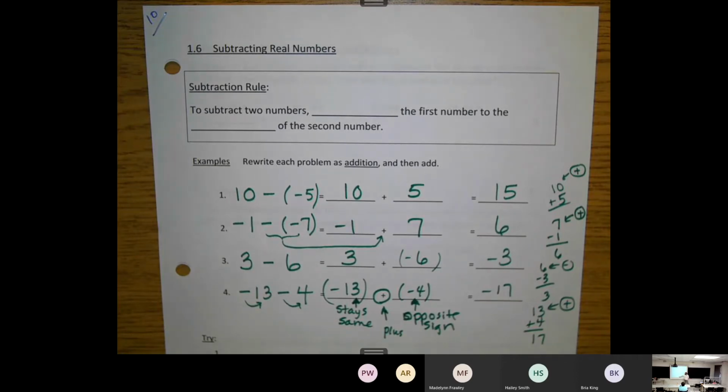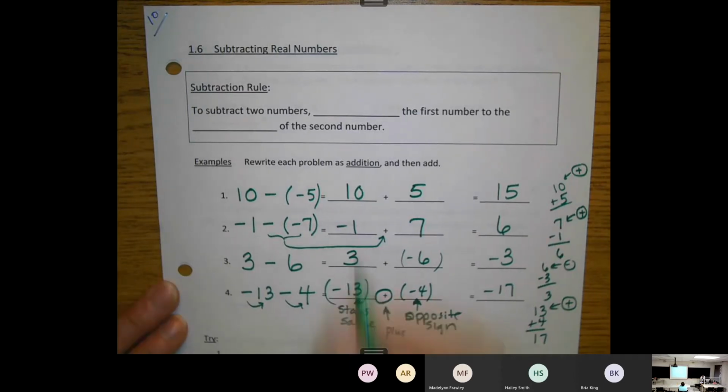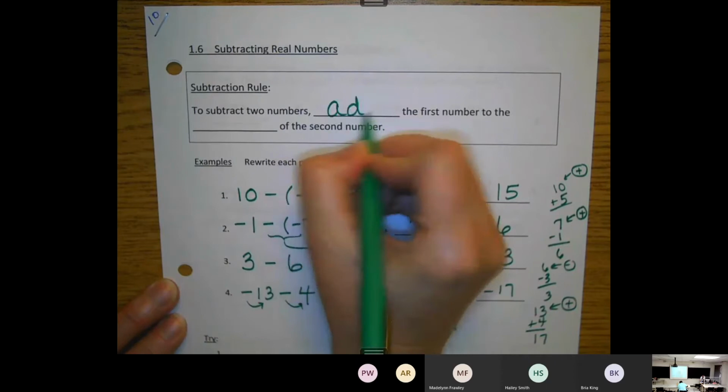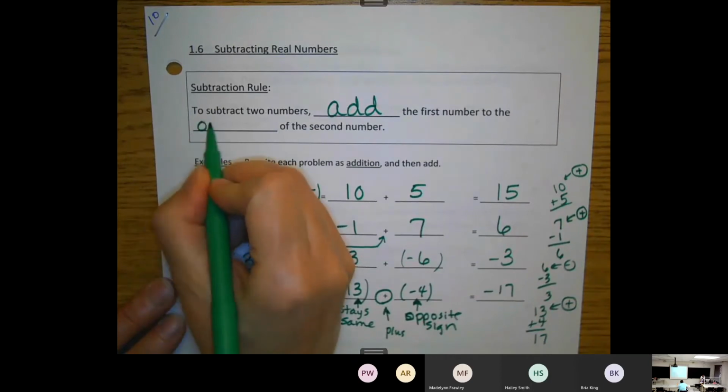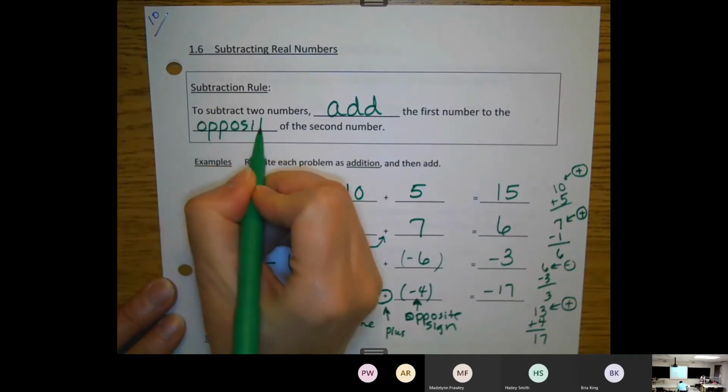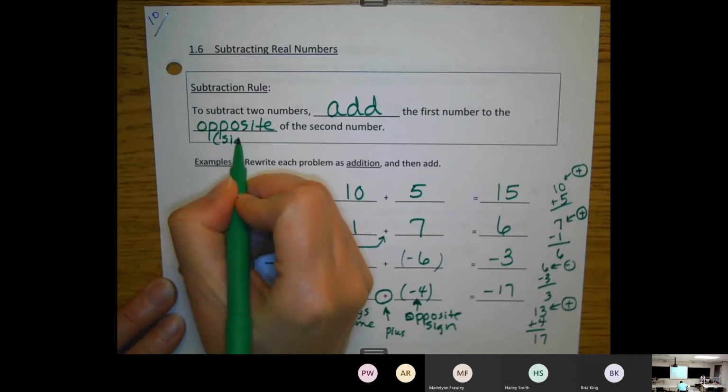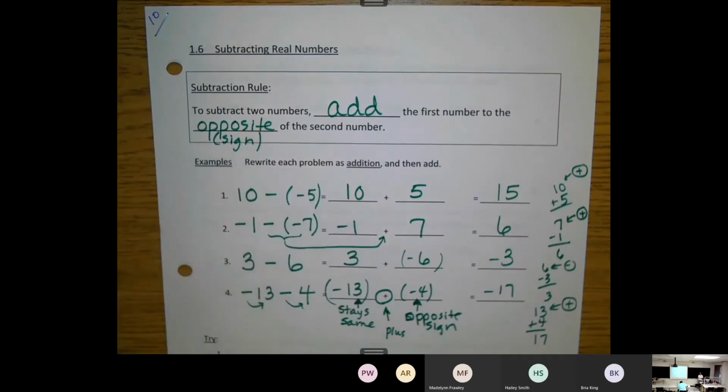So that idea, that stays the same, we make it a plus, that's the opposite sign, would help us fill in the blanks a little bit. To subtract two numbers, we're seeing that we can add the first number to the what of the second number? Opposite. You got it. And when we say opposite in math, we mean opposite sign.